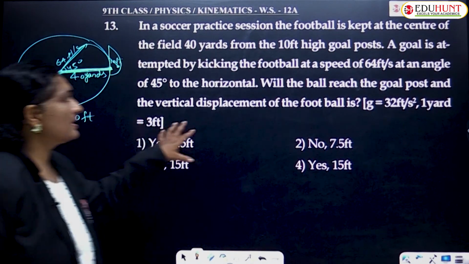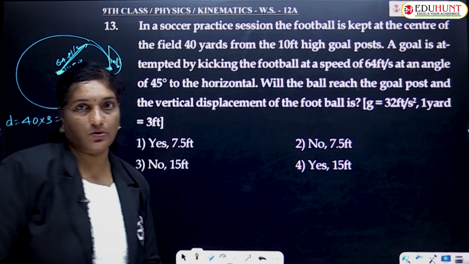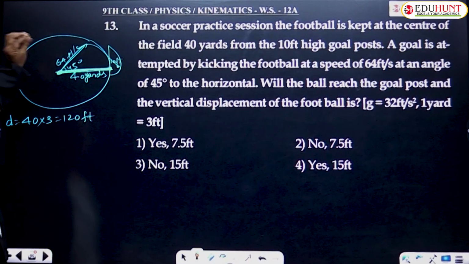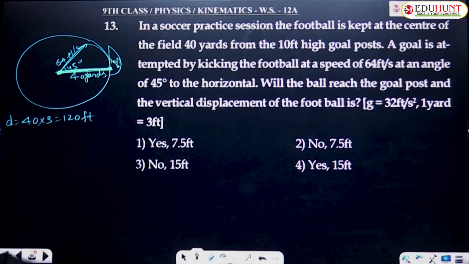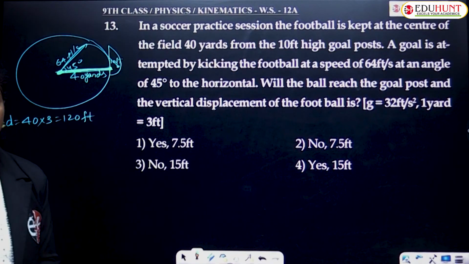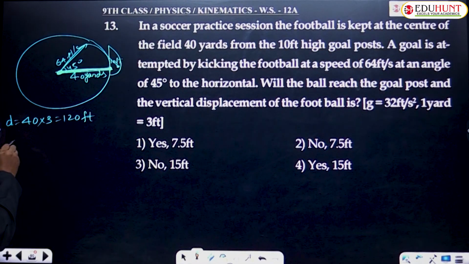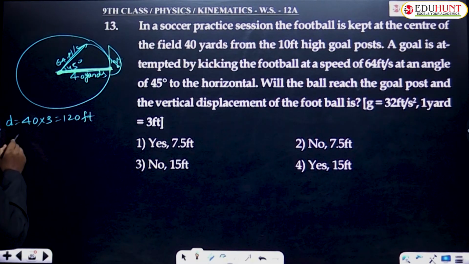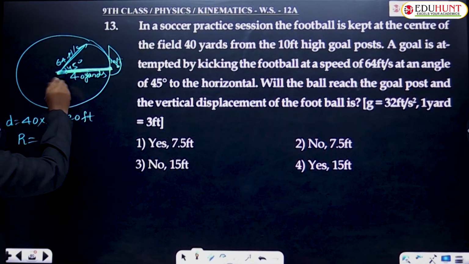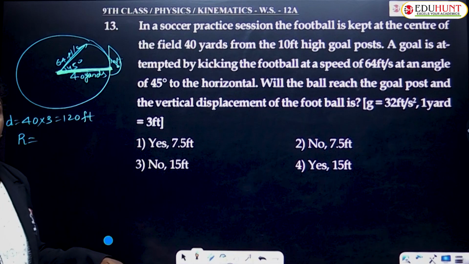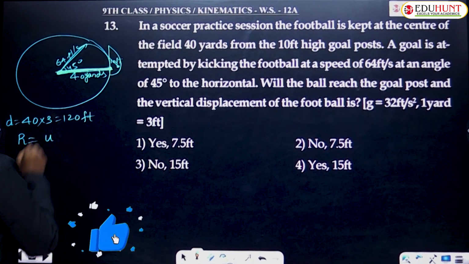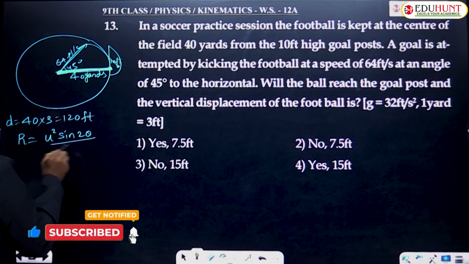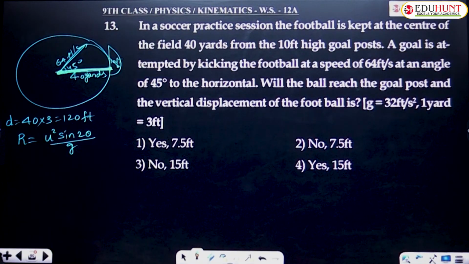So here they are asking whether the ball reaches the goal post or not. Let us see. If the same football is kicked with a speed of 64 feet per second at an angle of 45 degrees, let us see how much range it would have covered. Simply let us find out the range value. We know the formula for range from the bottom. It's not from the top of a tower. It's simply from the ground level. From the ground level, the range formula is given as U square sine 2 theta by G. Hope you remember this formula, U square sine 2 theta by G.